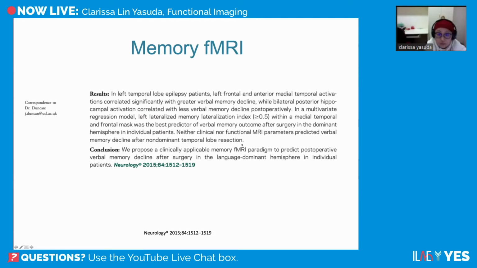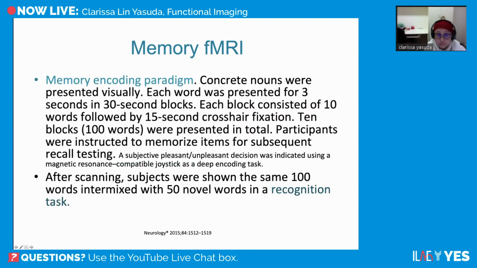And it's important because those patients that showed activation in the left temporal lobe and the left frontal and anterior medial temporal activation, they presented greater verbal memory decline. While those who presented bilateral posterior hippocampal activation, they had less verbal memory decline. This is especially in left TLE, but not in right TLE. So only for those with left hippocampal sclerosis.